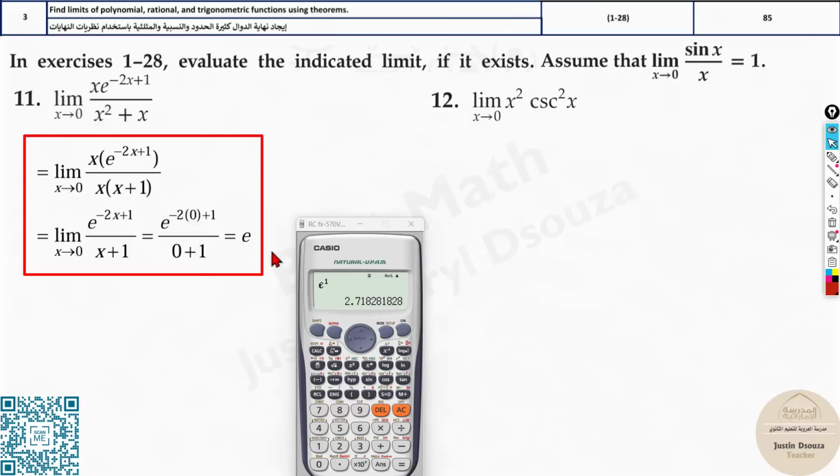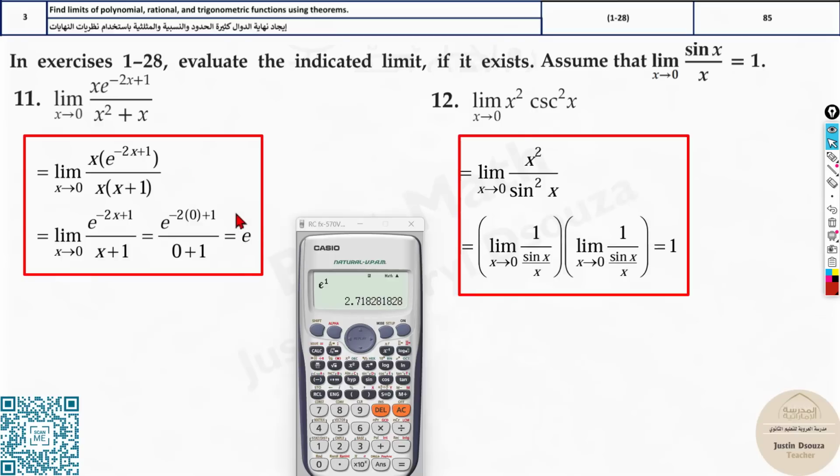2.718. That is Euler's number. In your options, you will not be given 2.718. They'll give you the E value. So you must realize 2.718 corresponds to the E value.